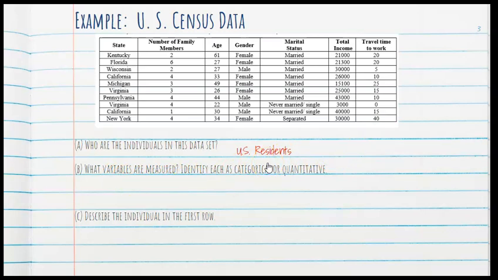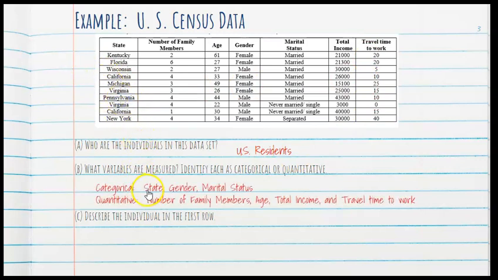So basically, we look at each column and categorize these. Let's look. Categorical would be state, gender, marital status. All the other ones are numerical, and they would be okay to average. We would average those values. So our categoricals are state, gender, and marital status. Quantitative are the rest: number of family members, age, total income, and travel time to work.